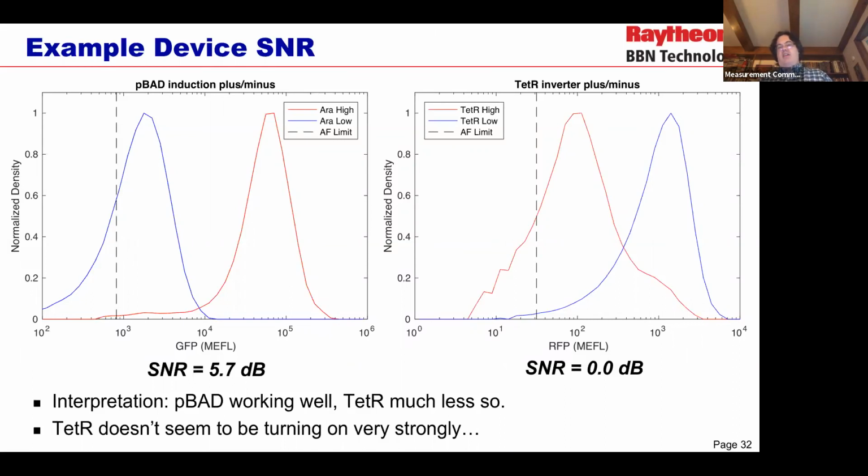TED-R, on the other hand, is never really turning on all the way. And that gives us a clue as to what might be the problem. It's nice and tightly off when the TED-R is high. That 10 to the 2, that's pretty close down near the autofluorescence limit. This black bar here, that's coming out of the autofluorescence model from the calibration. So this is pretty low. We're never really turning it on all the way, and that gives us a clue as to what our models might want to be applied to try and figure out how to re-engineer this device to get a better TED-R.